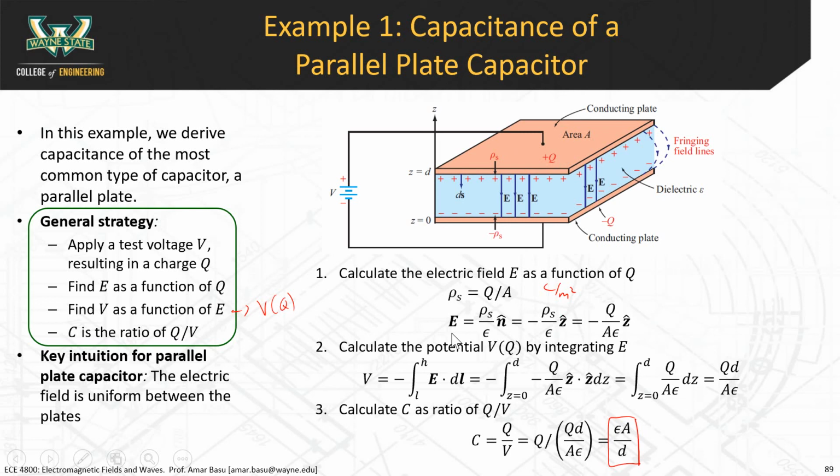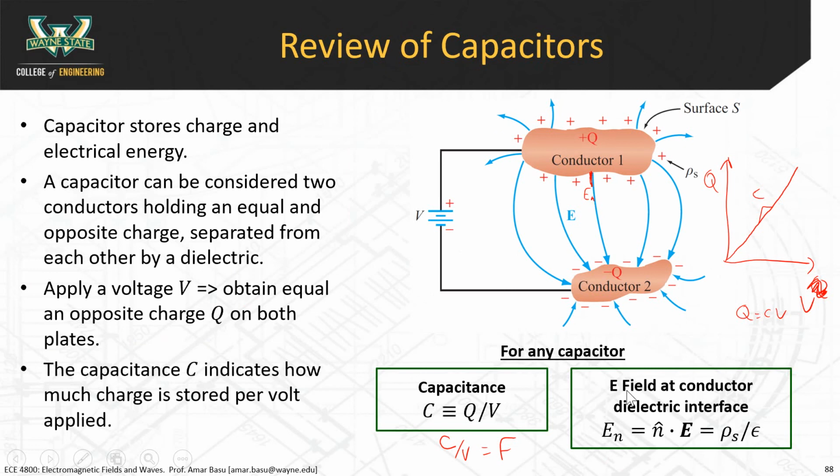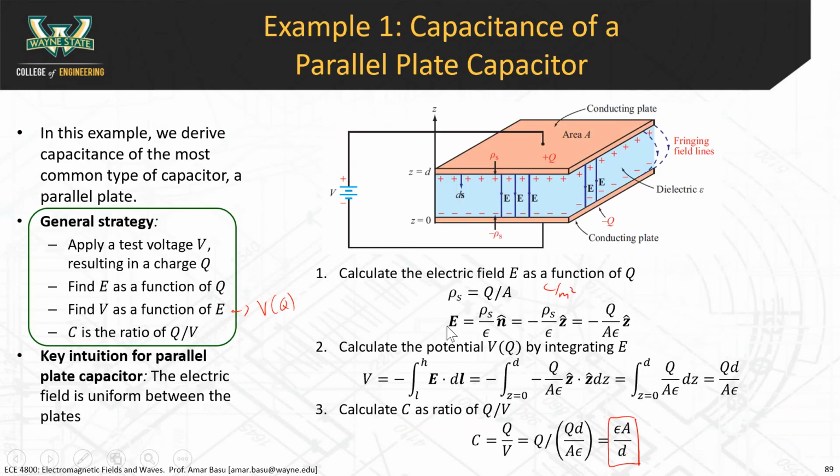Then the electric field can be found as a function of Q based on the rule that we saw here. Electric field is equal to rho S divided by epsilon, and it's in the n hat direction. It's always normal. As I said, the field is normal to the conductor surface. So that's how you get rho S over epsilon.